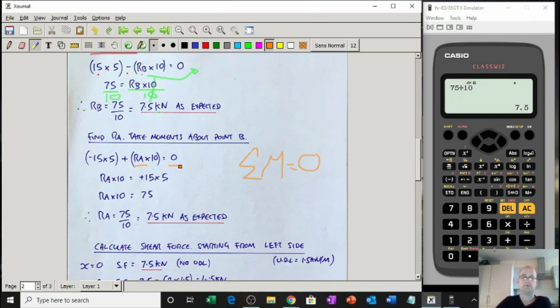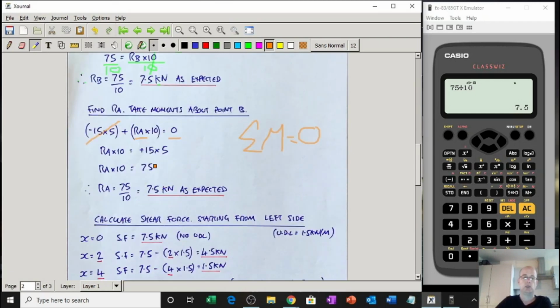Make sure you do that. So what I've done there is I've done this minus 15 times by 5, which is 75 really. I've brought it across straight away to make it plus, to make it nice and easy. This negative term, I'll plus it both sides, so it gets rid of that side there and leaves it here, makes it easy. So 15 times by 5 is 75, RA times by 10 is 75, just like before.